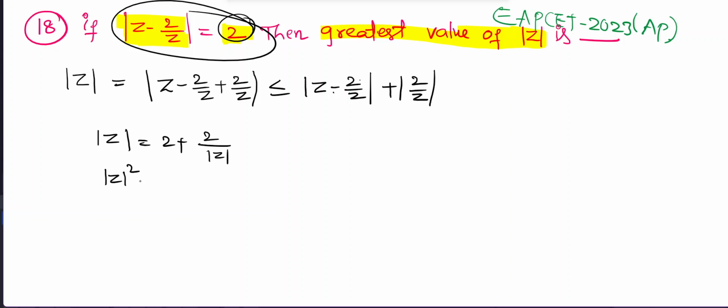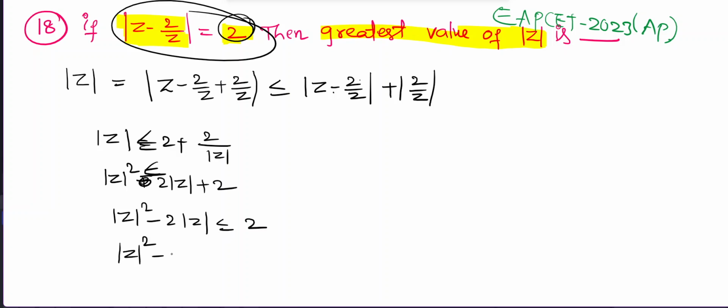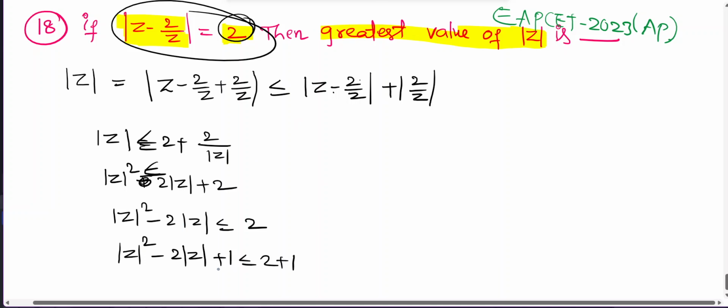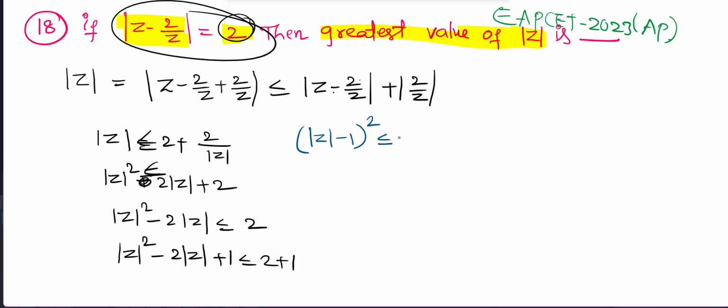This is mod z square plus 2 mod z, that is equal to 2 mod z plus 2. So this is mod z square minus 2 mod z is less than or equal to 2. Add 1 on both sides. This is mod z square minus 2 mod z plus 1, which is less than or equal to 2 plus 1. So this is mod z square minus 2 mod z plus 1, this is (mod z minus 1) whole square, which is less than or equal to 3.